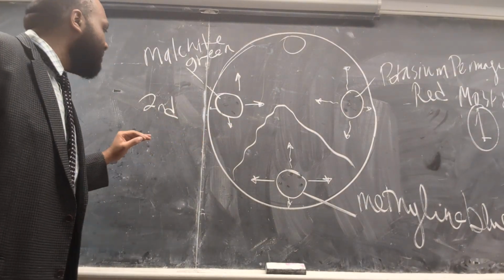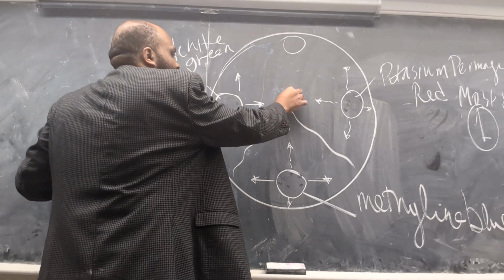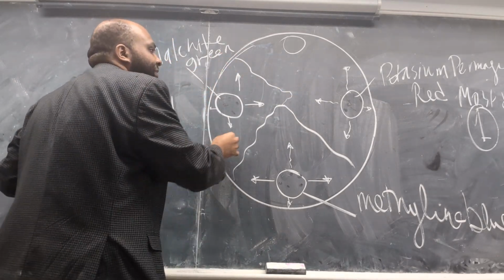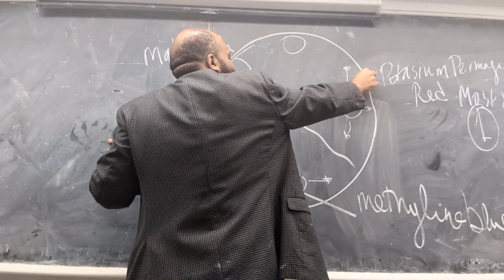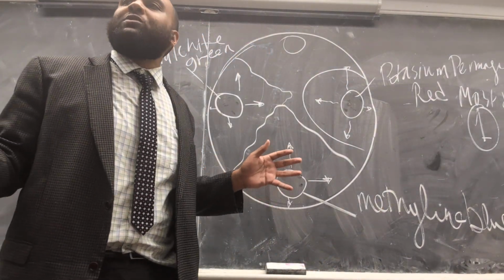Then followed by our good friend, malachite green, is going to cover a little bit less than that. And then the potassium permanganate is going to be like a little blob here, because it's so heavy, it moves so slowly.